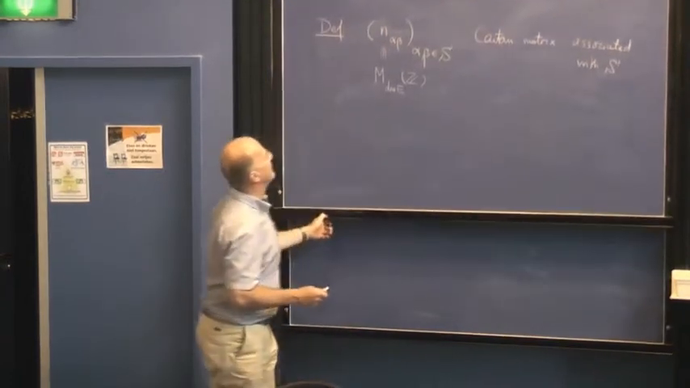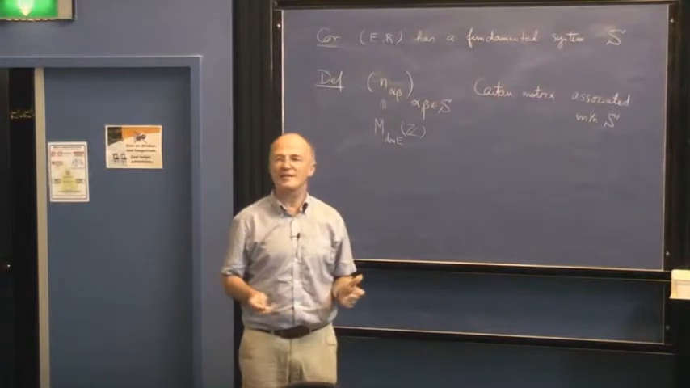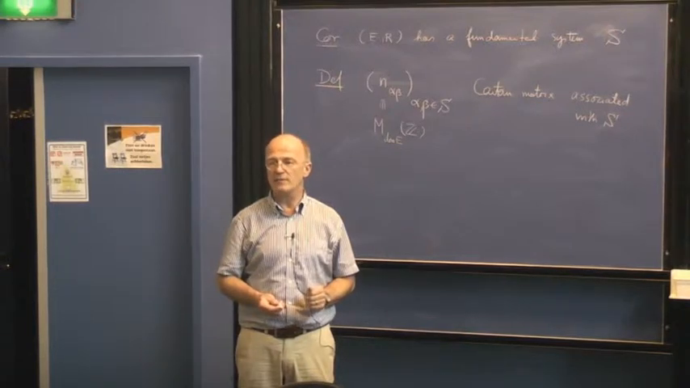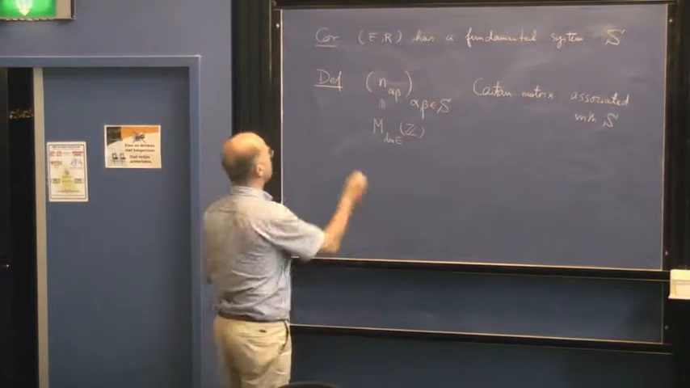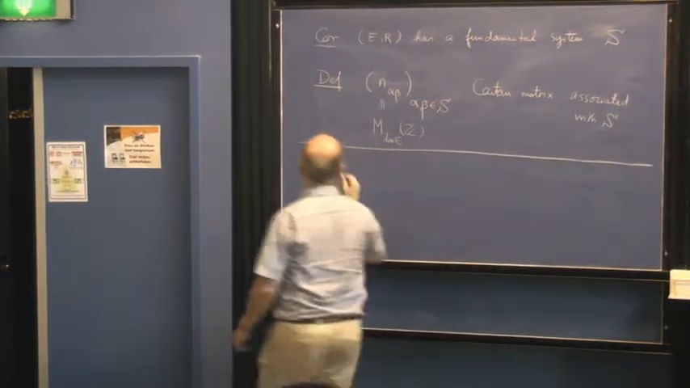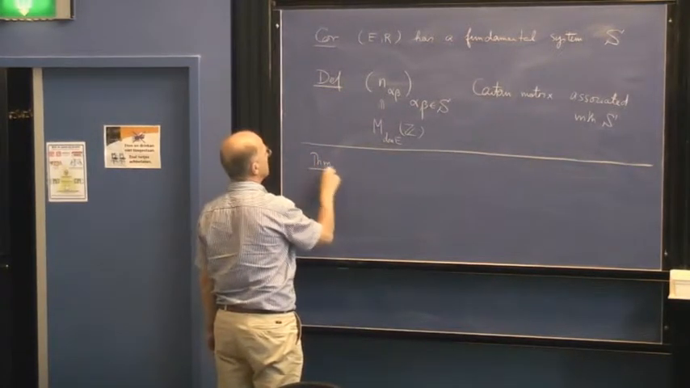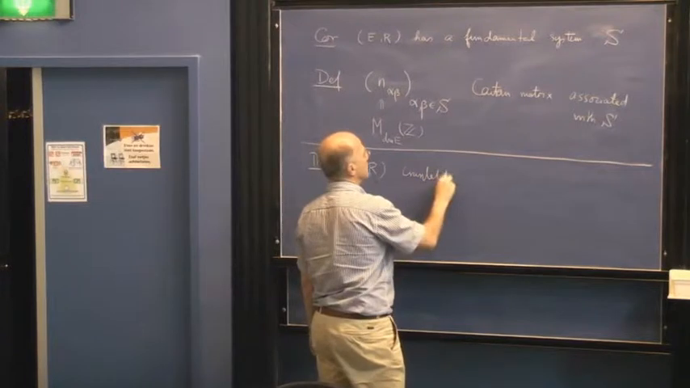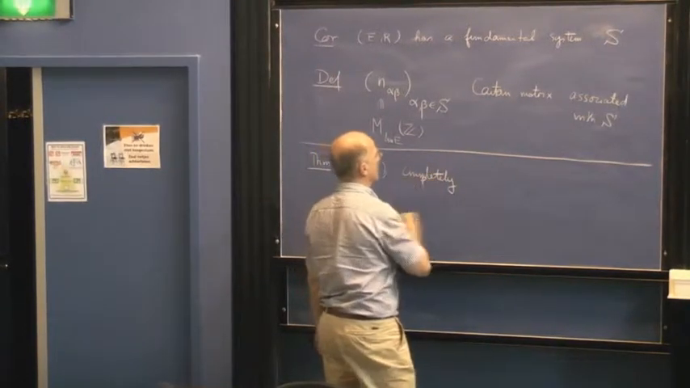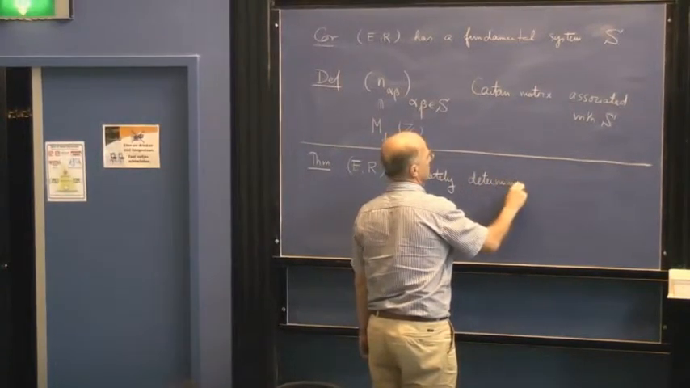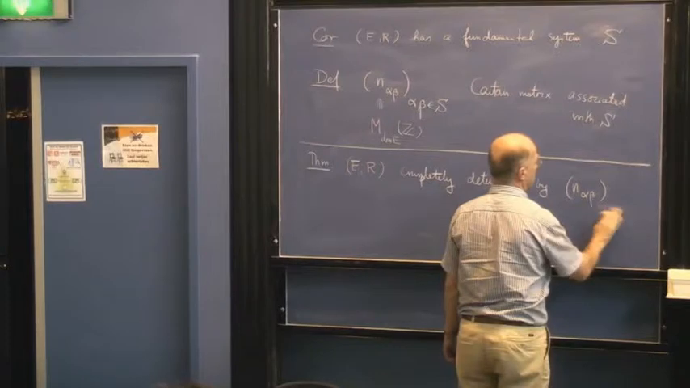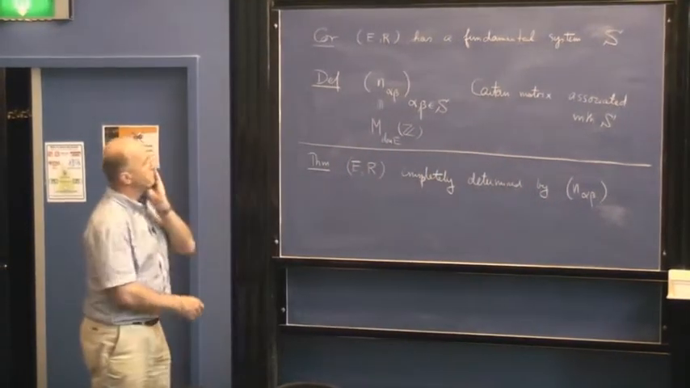I'm not going to discuss this in any detail now, but this Cartan matrix is really something that is associated to the root system. And the statement that I want to prove is that the root system is completely determined by this Cartan matrix. So, theorem: R is completely determined by the Cartan matrix. Well, really, I don't even have to specify the index set.